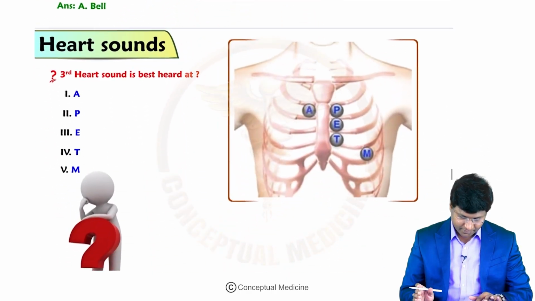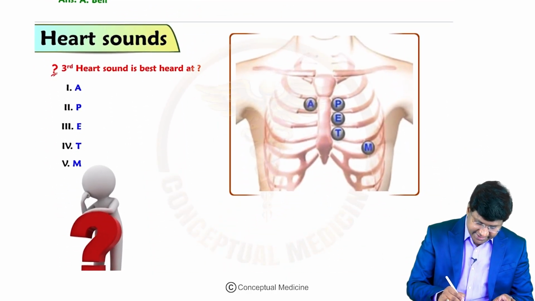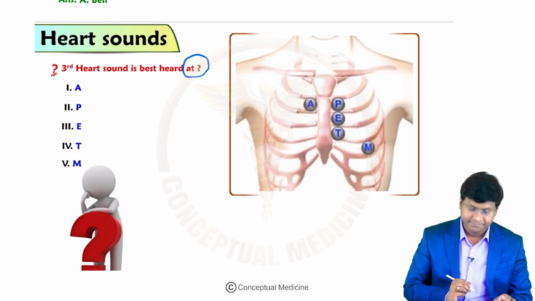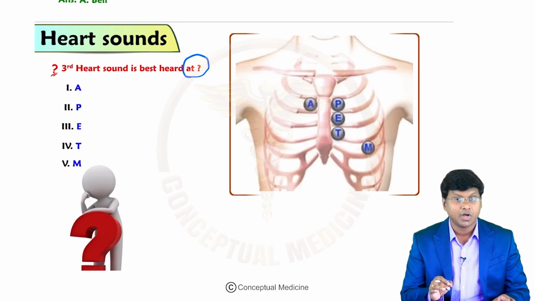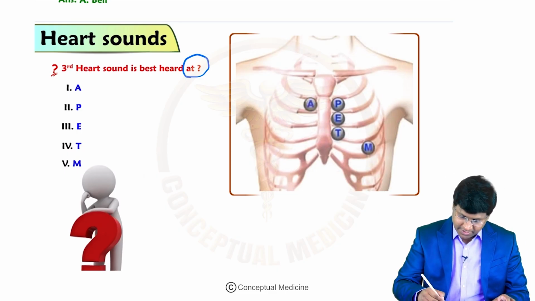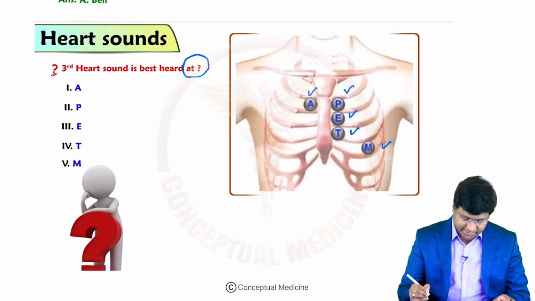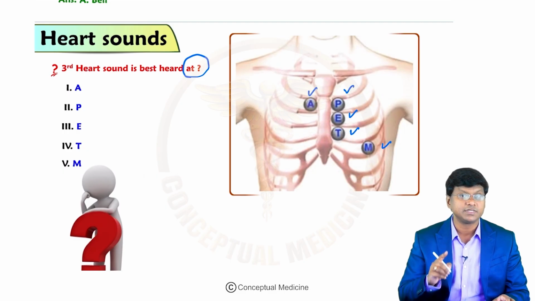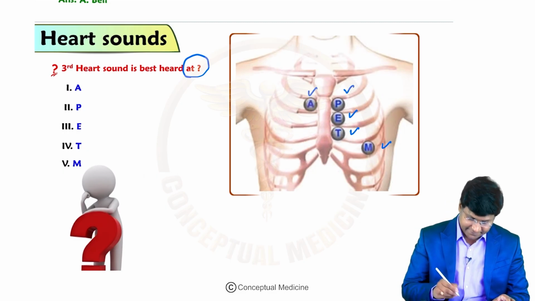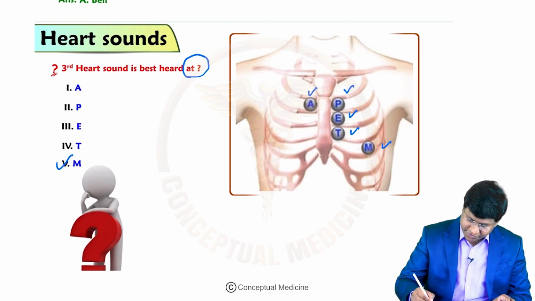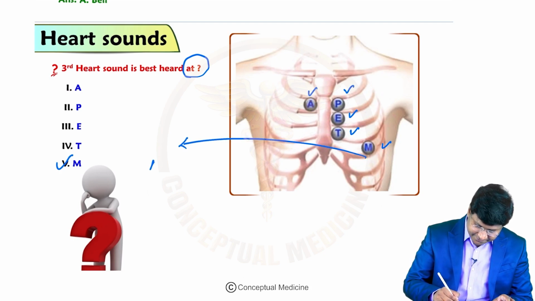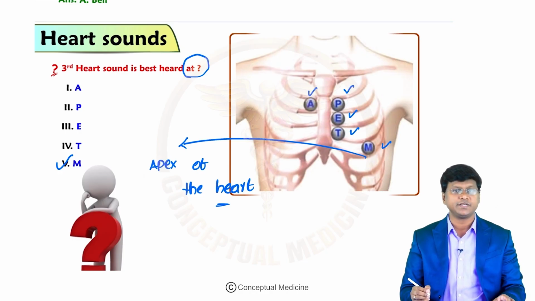Then, the third heart sound is best heard at, and the options are aortic area, pulmonary area, Erb's point, tricuspid area, the mitral area. So let me tell you, the third heart sound is best heard at the mitral area, which is nothing but the apex of the heart.